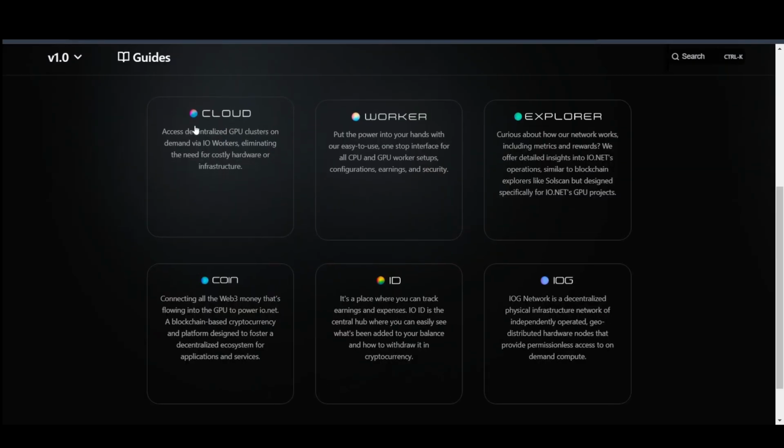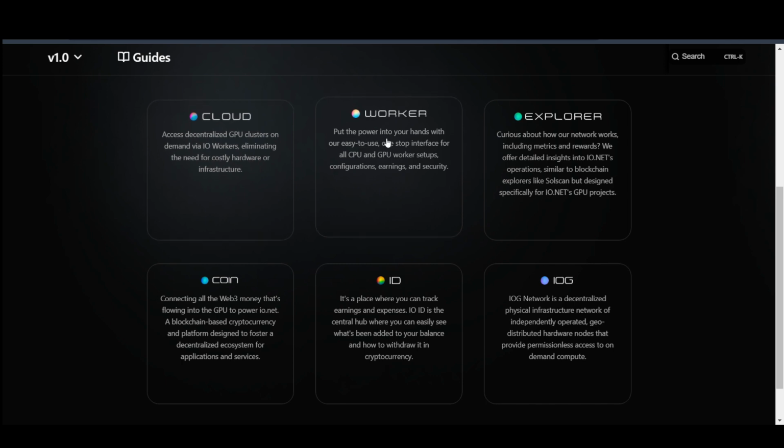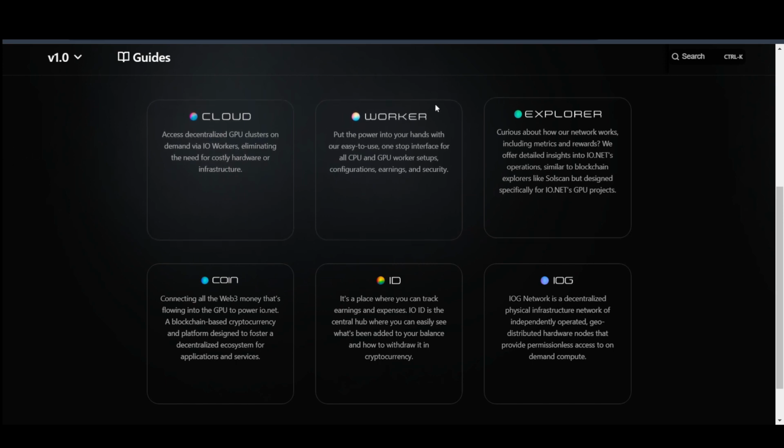The first one is the cloud, to access a decentralized GPU cluster on demand via IO networks. After that, we have worker: put the power into your hands with their easy to use one-stop interface for all GPU and CPU worker setups. So basically, if you want your GPU to work, you can use this one. They also have Explorer, which is a pretty good one.